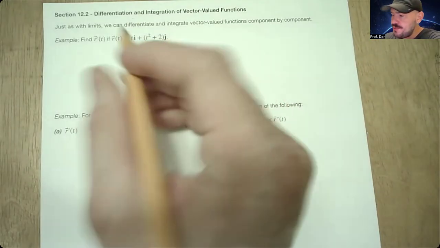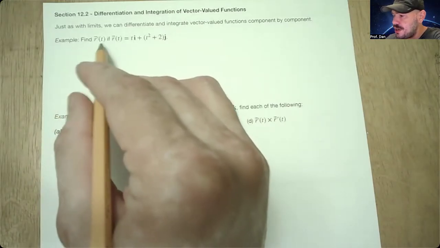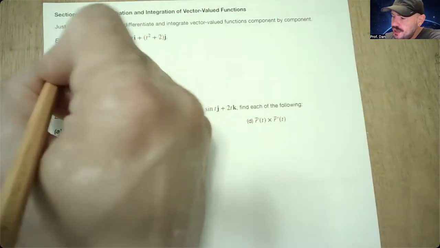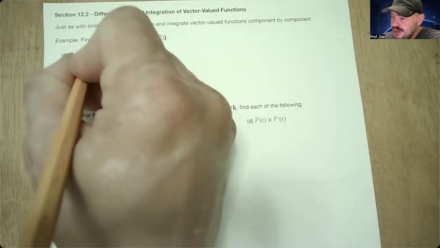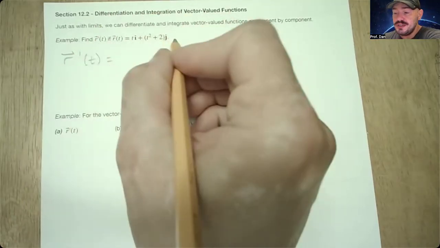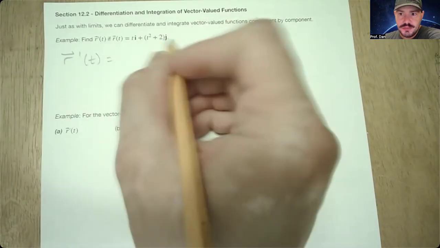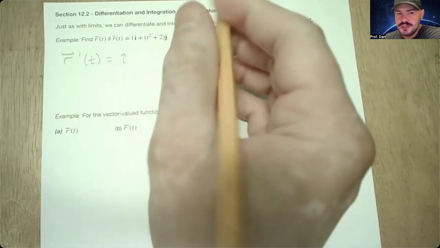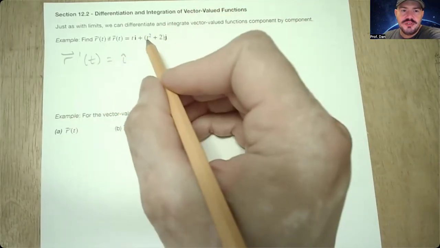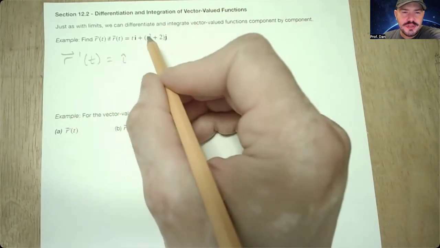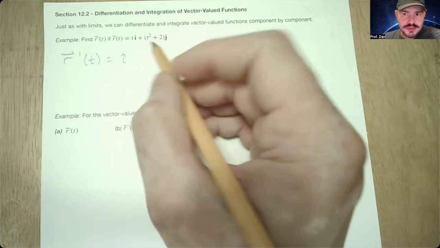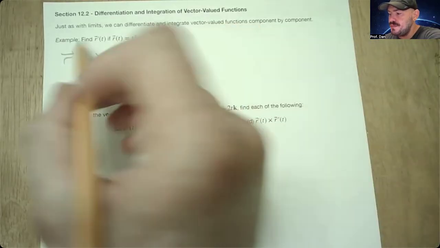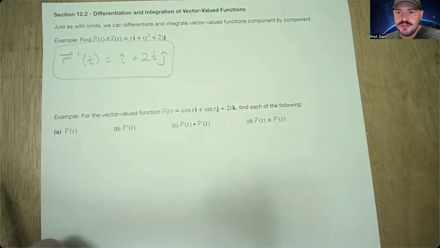So if I want to find r prime of t, find the derivative of a vector valued function, I know that it's going to be a vector valued function whose components are just the derivative of these components. So derivative of t is 1. So 1i, just i. Derivative of t squared plus 2 is going to be 2t plus 0, so 2tj. And that's the derivative.